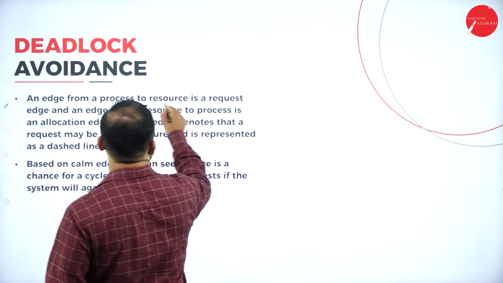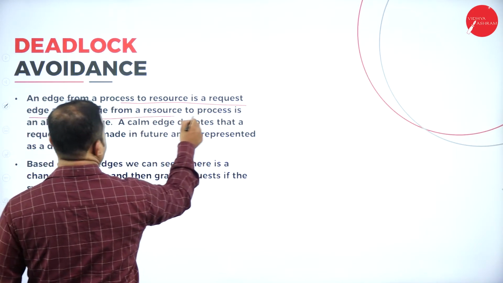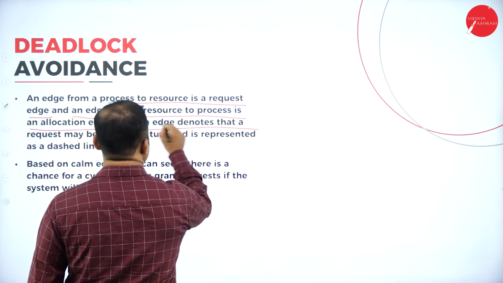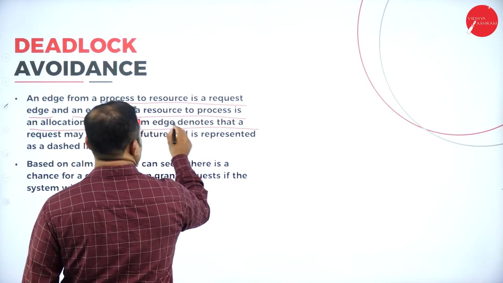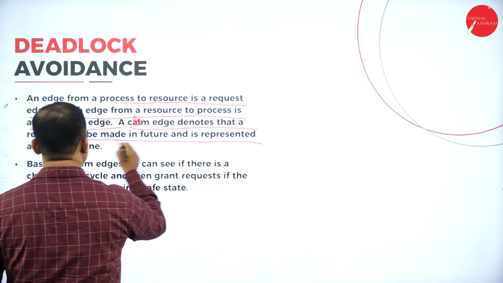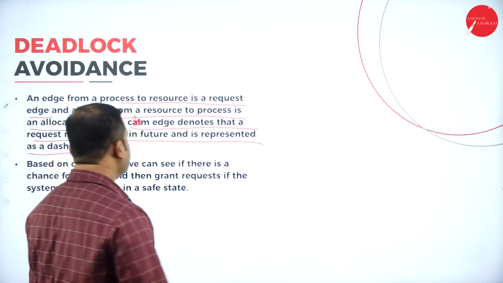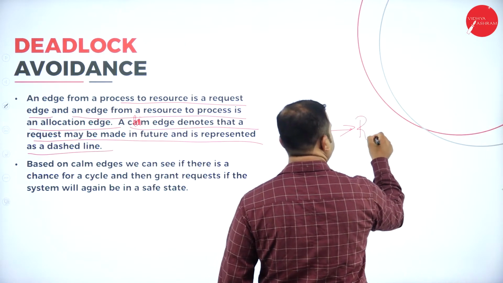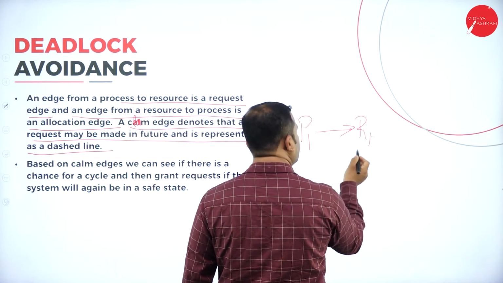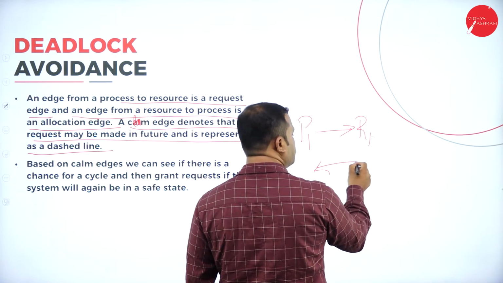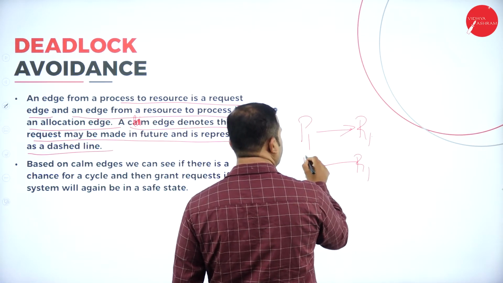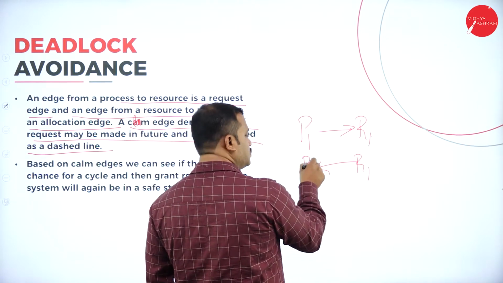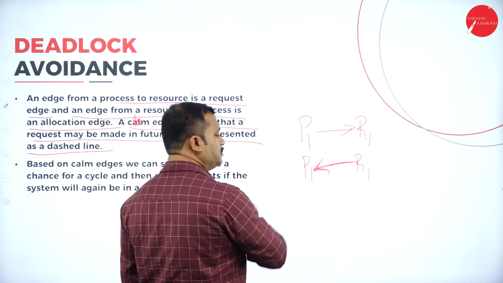An edge from process to resource is a request edge, and an edge from resource to process is called an allocation edge. A claim edge denotes that a request may be made in future, and is represented as a dashed line. Please see here. Whenever a process requests a resource, we say that process P1 is requesting resource R1. When there is a directed edge from resource R1 to P1, we say that the resource is granted for use by process P1, so this is called an allocation edge.